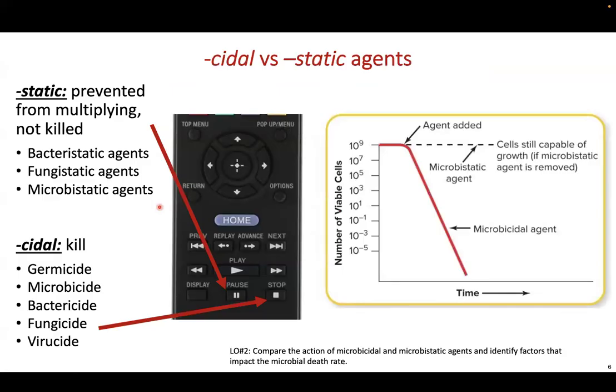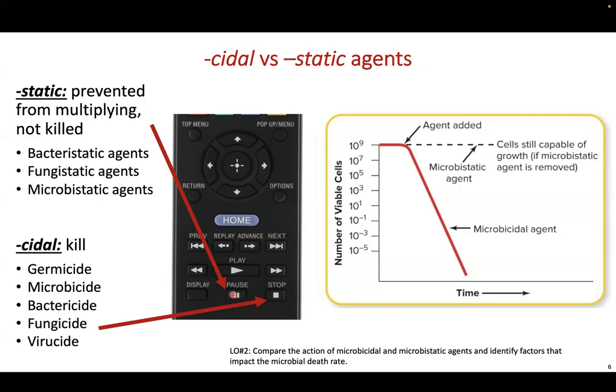So, under agents, we have two groups, which are either cidal or static agents. What it means is that static means to prevent the microbes from multiplying, but you don't kill them, you just halt their growth. And this agent can be a bacteriostatic agent, fungistatic agent, or microbistatic agent. It's just like on a remote, you just pause the growth.